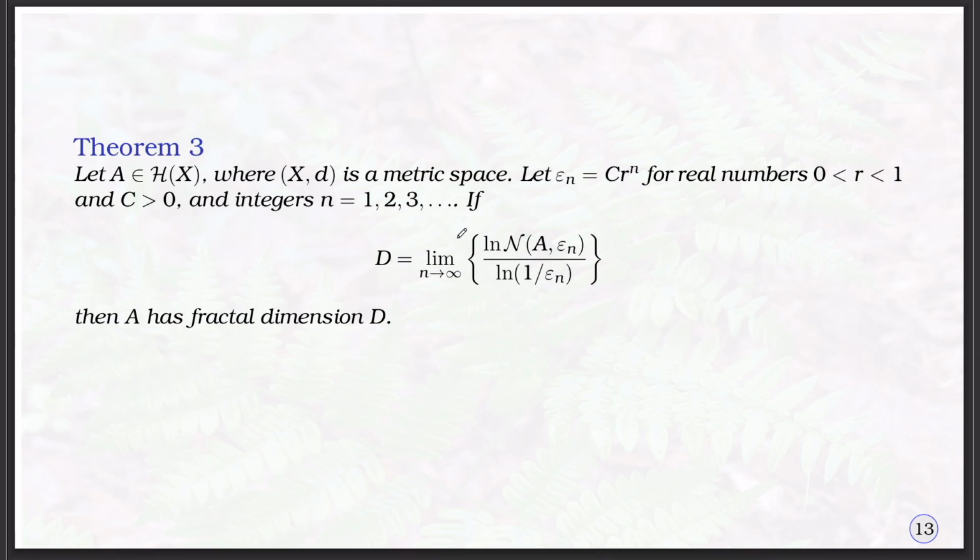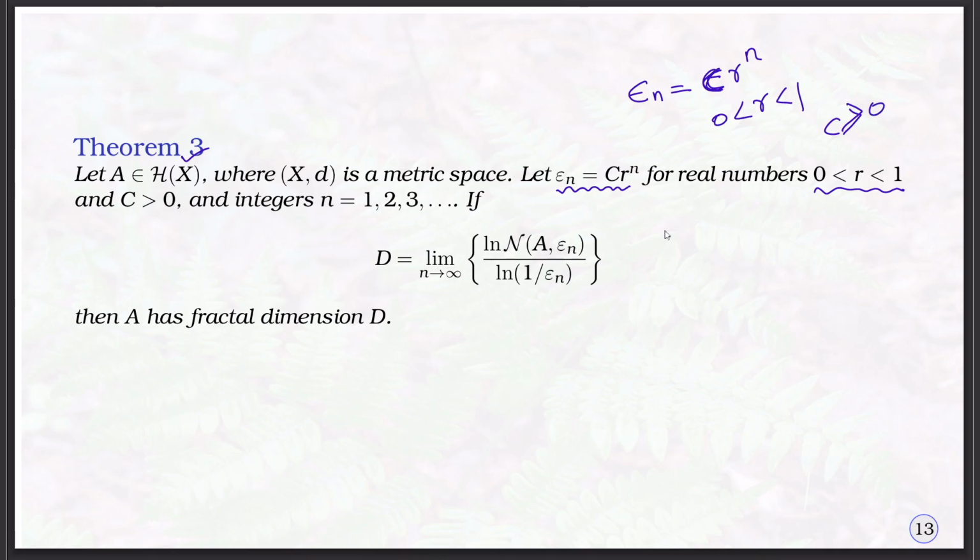Now, this theorem elucidates how to fix epsilon and how to estimate the box counting and fractal dimension of the given set A. Here A belongs to H of X, where H comma d is the metric space. Here you can see we are choosing epsilon n equal to C r power n, where r is a number lying between 0 and 1 and C is any positive constant.